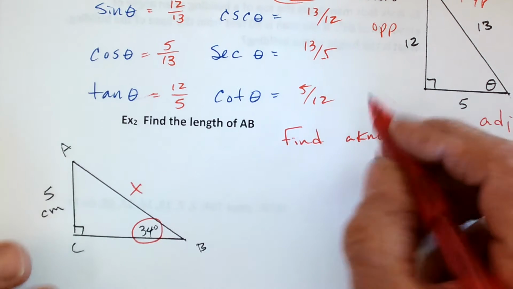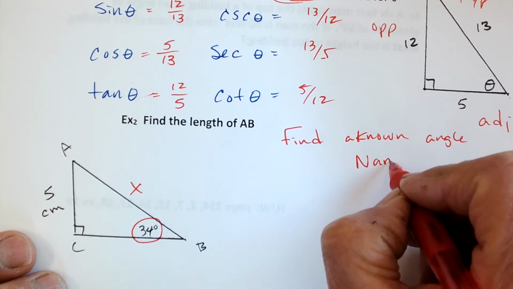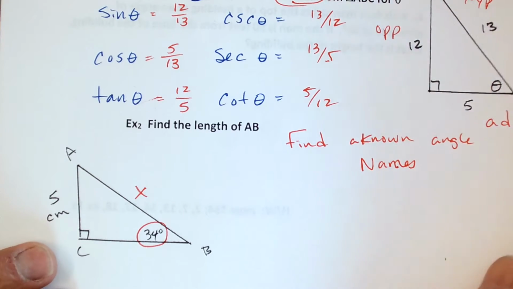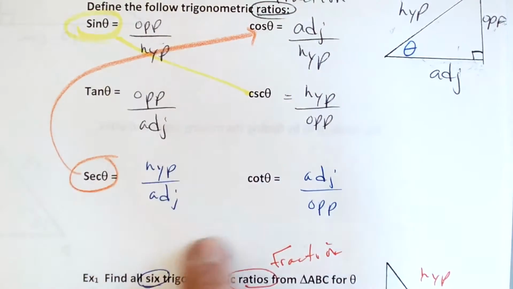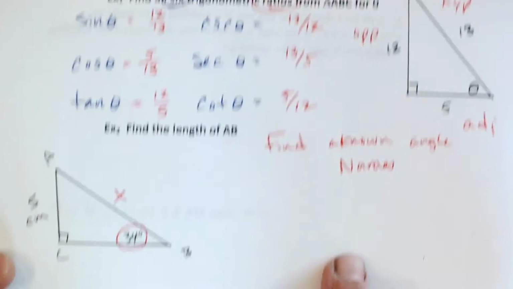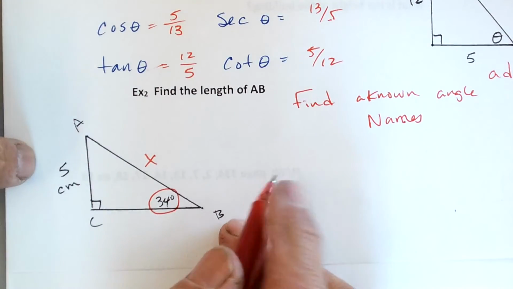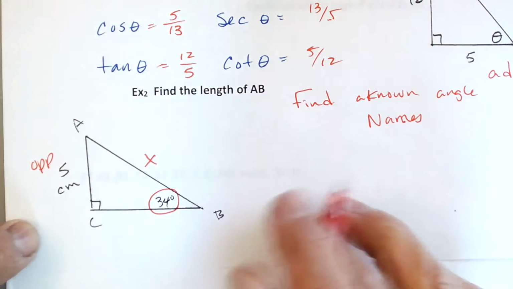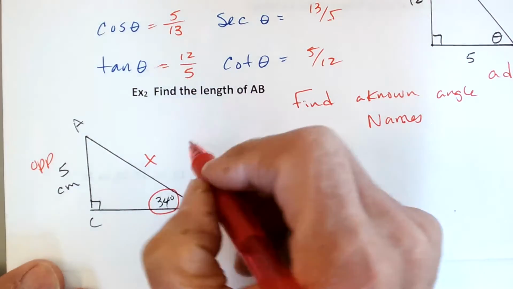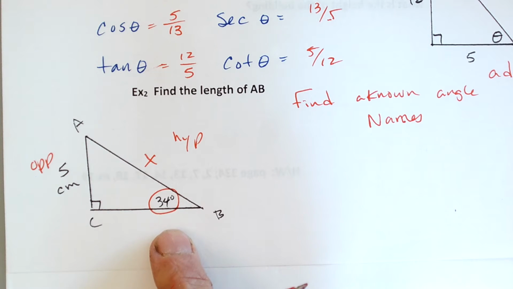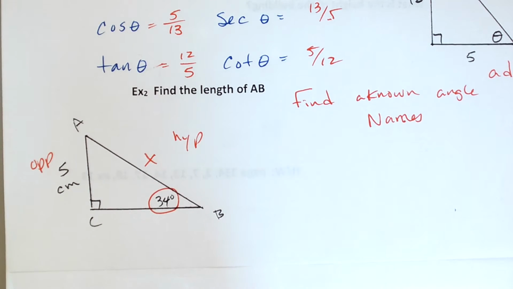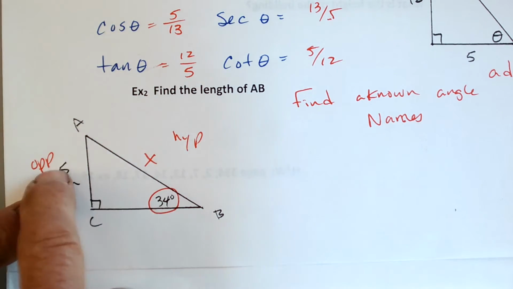Now we need names. I'm not talking about names like these, I'm looking for these kind of names: opposite, adjacent, hypotenuse. So the 5 is my opposite side, and what I want to find, my X, is my hypotenuse. The adjacent, I don't need the adjacent. I'm not asked to do the adjacent. All I want to do is find the value of X with what I have. So what I have is opposite and hypotenuse.